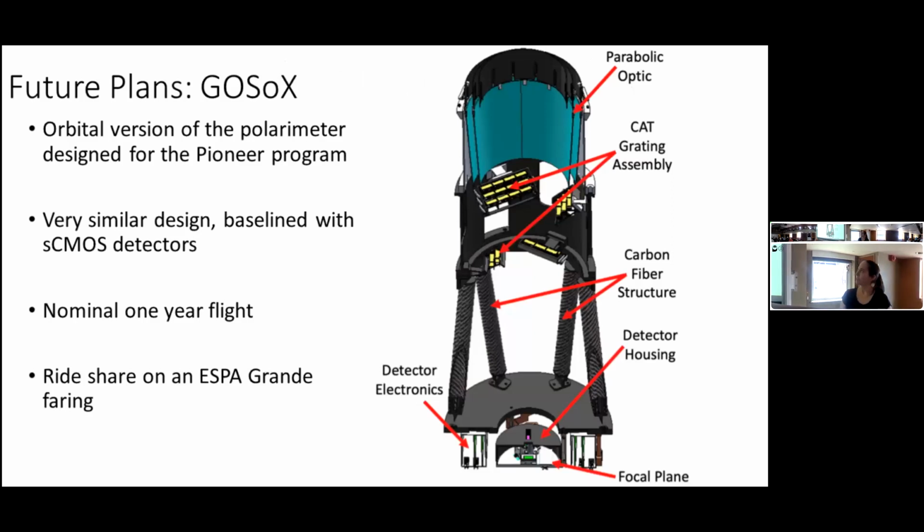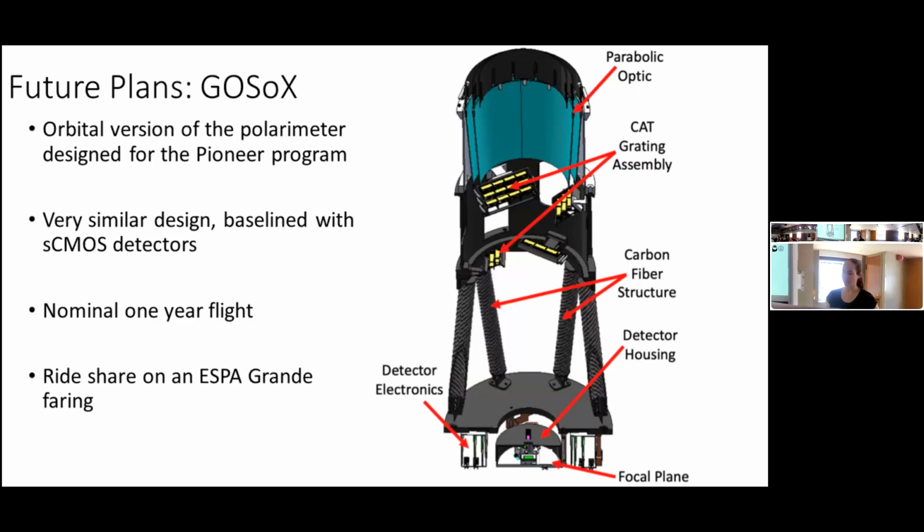We also have future plans. Once we fly REDSoX, and hopefully sooner than that, we have another version of the polarimeter, which is GOSOX, the Globe Orbiting Spectrometer. This is designed for the Pioneer program, so it would be a small ride share opportunity that flies for about a year. We've baselined CMOS for this because it's just easier to keep that going in space.